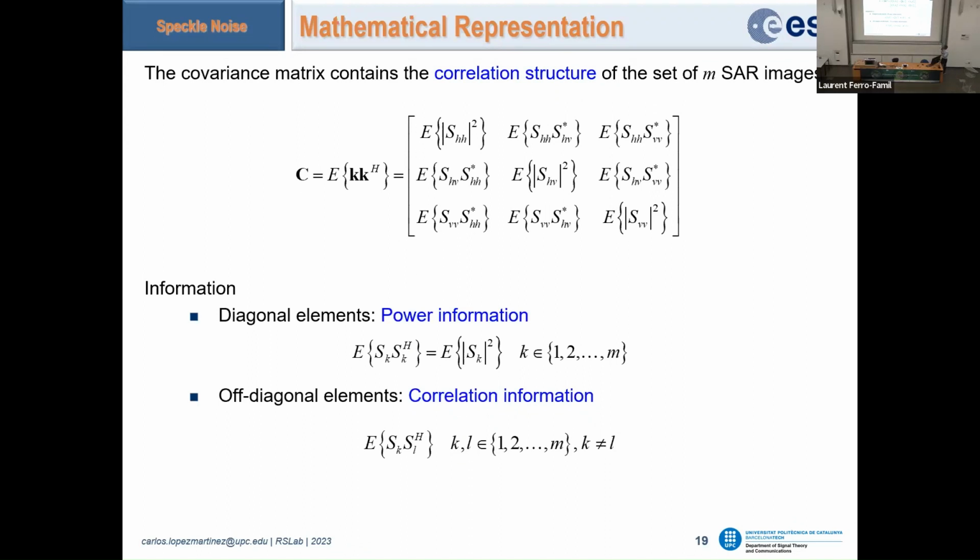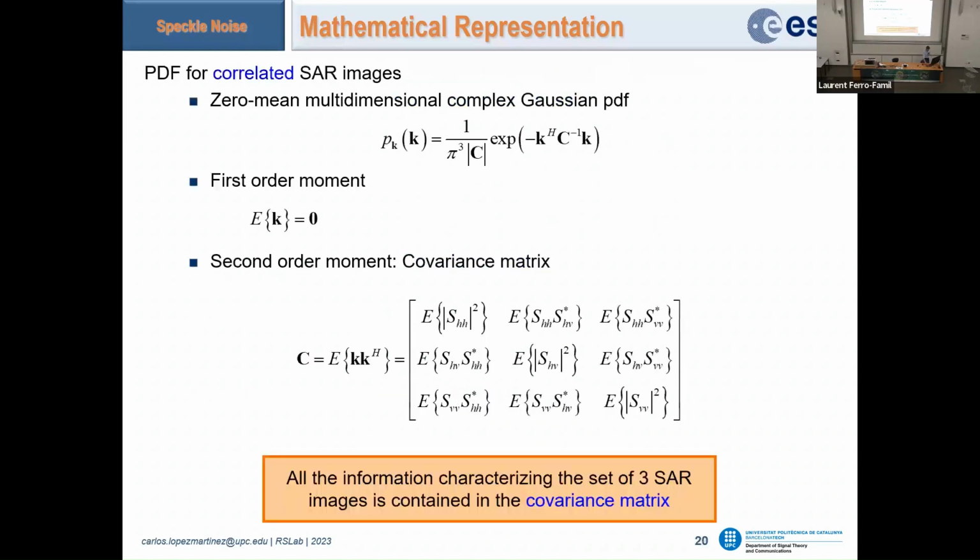Remember, we have the covariance matrix, and the bad point of this is that to interpret the covariance matrix, we need to estimate the expectation operator. Everything is defined in terms of the expectation operator. So let's go on later. I will show you how to understand this information.